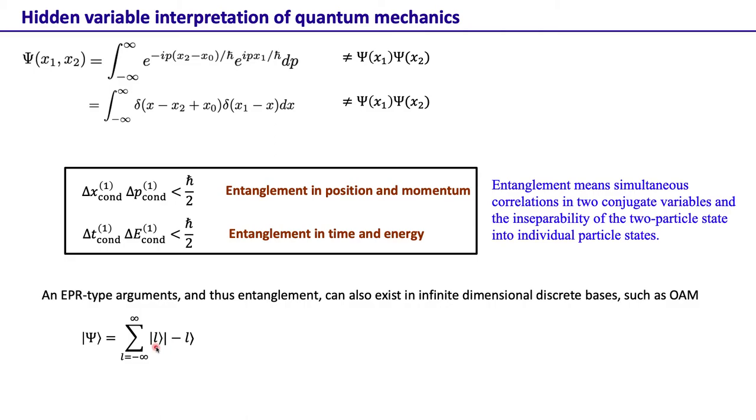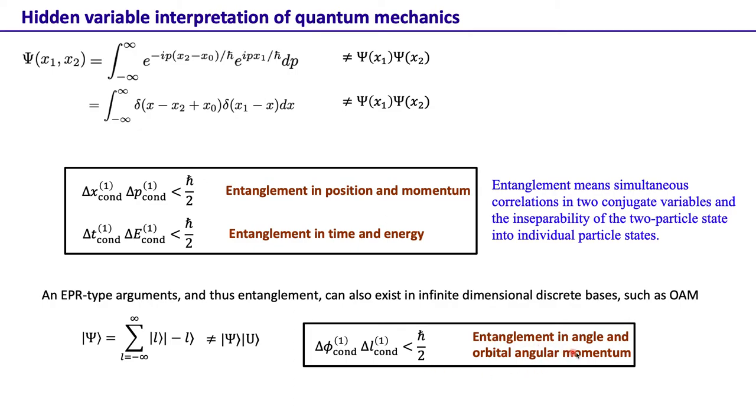the orbital angular momentum of the first and second particles are correlated, in that if the first one is L, the second one is minus L h bar. So again, we see that the wave function here cannot be written as a separable one, and there would be a corresponding uncertainty relation where we have uncertainty in orbital angular momentum and uncertainty in its conjugate variable, which is the angle, and the product of these two uncertainties can be less than h bar by 2. This is what is referred to as entanglement in angle and orbital angular momentum.